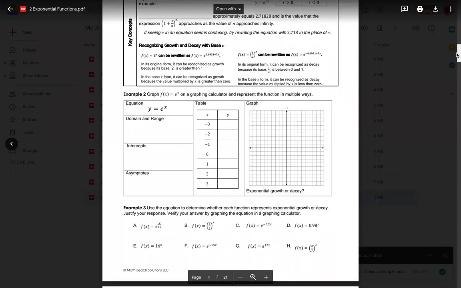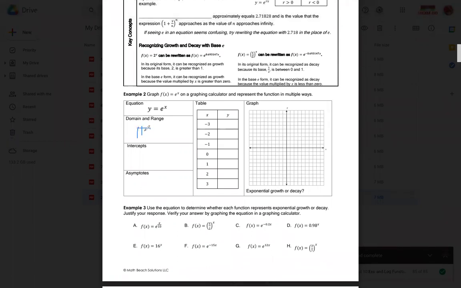Now, domain and range on these. The domain is always going to be all real numbers here, so we can just put the capital double-struck R. That's easy for domain. Range is always going to be y is greater than 0.